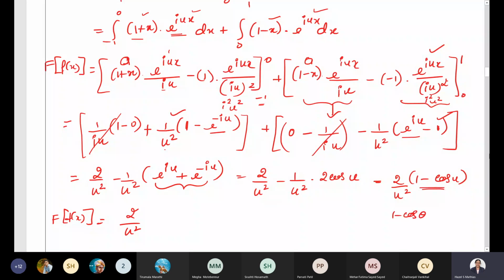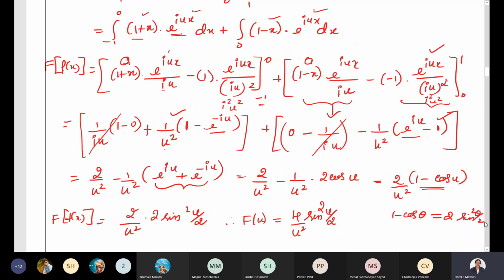We know 1 minus cos θ is equal to 2 sin²(θ/2). So 1 minus cos u will be 2 sin²(u/2). Is it okay everyone? 1 minus cos θ is 2 sin²(θ/2). That's why 1 minus cos u is 2 sin²(u/2). What is the final answer of the Fourier transform? 2 times 2 is 4. 4/u² into sin²(u/2). So this is the Fourier transform of the given function.